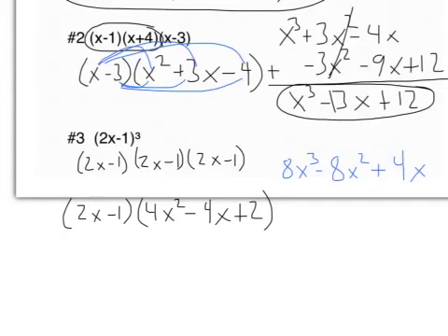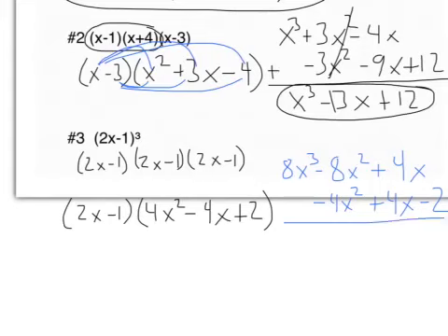And then I have the negative 1. So I'm going to have negative 4x squared. I'm putting my like terms right in a row with each other, so that way it's really easy to combine these later. Negative 1 times negative 4 gives me positive 4x. And then I have negative 1 times 2, which gives me negative 2.